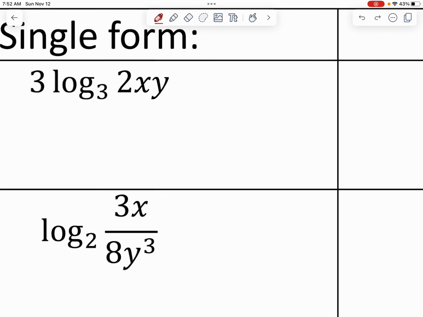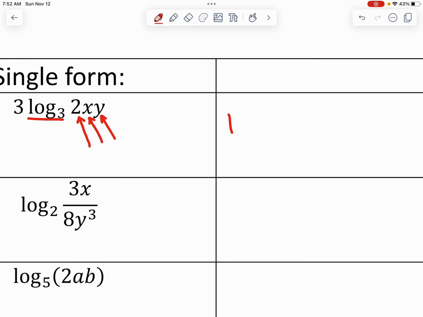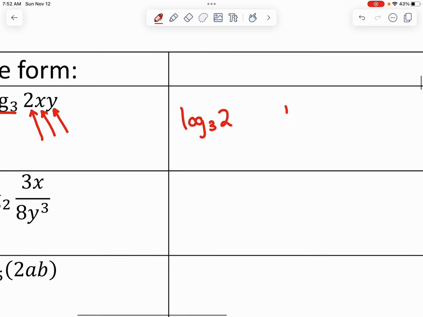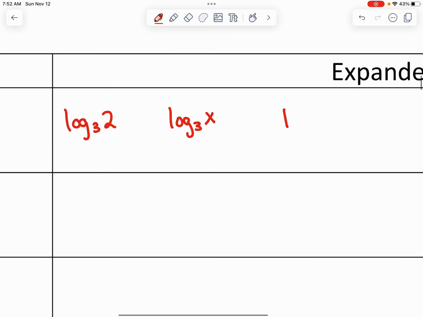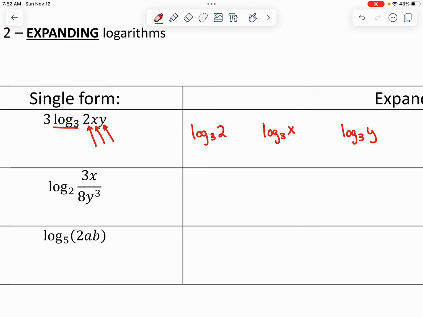Now, the first thing to determine is that every log is going to have a base of 3. The next thing is that you are going to have 3 separate logs. You're going to have a log for the 2, a log for the x, and a log for the y. So I'm going to write log base 3 with a 2, log base 3 with an x, and log base 3 with a y.